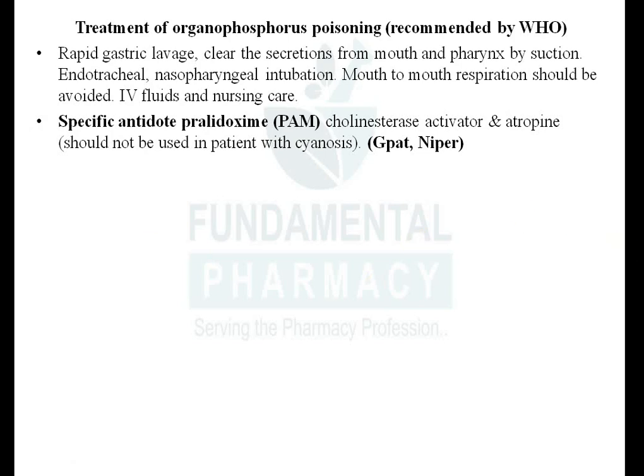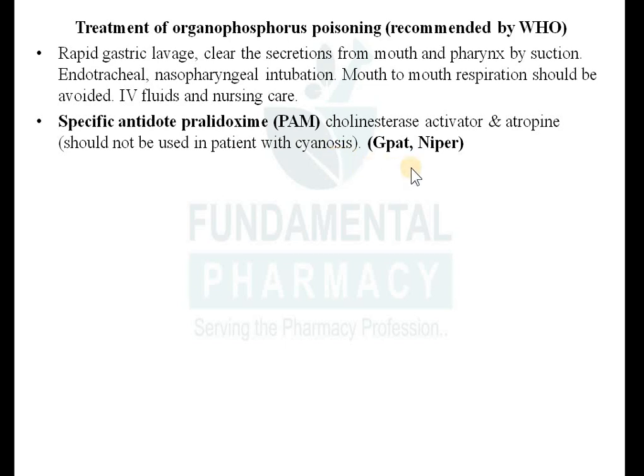Now what is the specific antidote for organophosphorus poisoning? That is known as pralidoxime, PAM. This is very important. The very specific antidote for organophosphorus poisoning is nothing but pralidoxime, that is PAM, or it is also known as 2-PAM. It is a compound which is a cholinesterase activator. Now organophosphorus is a cholinesterase inhibitor, an irreversible inhibitor. Now you have to reactivate that. So for reactivation, pralidoxime is used. So it is a specific antidote for organophosphorus poisoning.